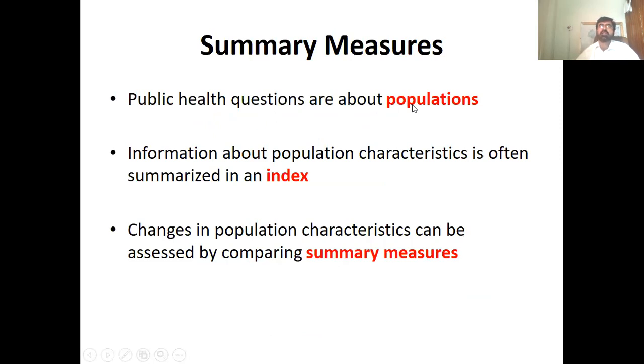Public health questions are about population. So public health professionals or epidemiologists are mostly concerned about the population, not an individual. Information about population characteristics is often summarized in an index. Changes in population characteristics can be assessed by comparing summary measures. By comparing summary measures, I mean the death rate, the morbidity rate of one population to another population. That is comparison of summary measures.